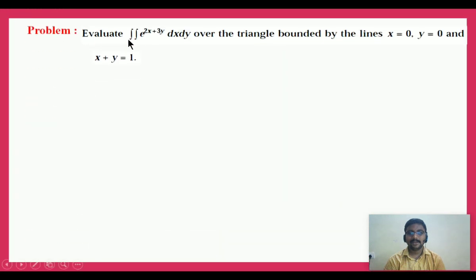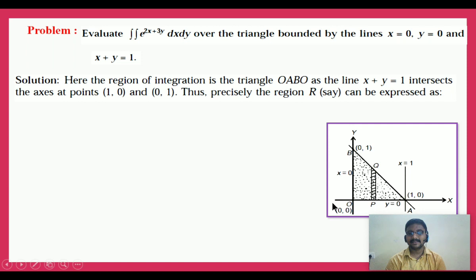Another problem: evaluate the double integral e power 2x plus 3y dx dy over the triangle bounded by the lines x is 0, y is 0, and x plus y equal to 1. Here the double integral problem is given. The limits are not given, but the region is given. The region is a triangle.